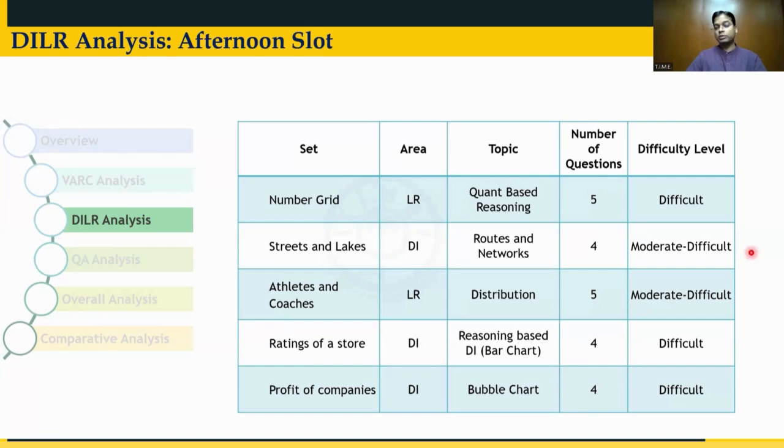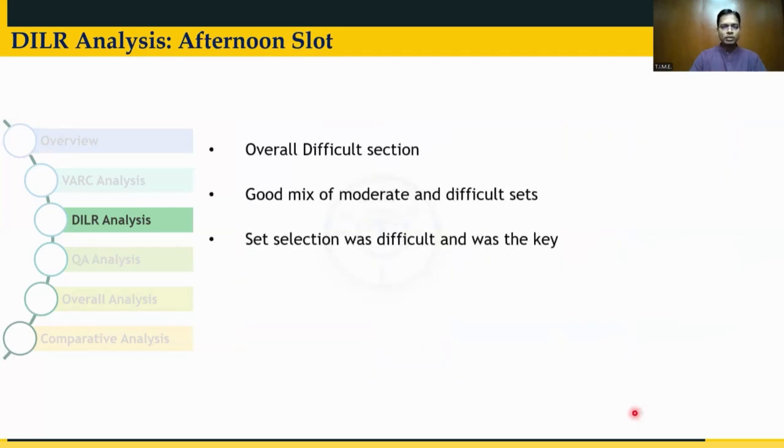Also, it was challenging because the students said that they had to read through the data and write it down on the paper to be able to answer the questions. Most of the questions needed that you analyze the data. I mean, it was not like you could just look at the chart and answer it. So that was also a tougher set. Then overall, the difficulty level of the section was difficult, but there was definitely a mix of moderate and difficult sets. Now, you can compare and contrast this with last year.